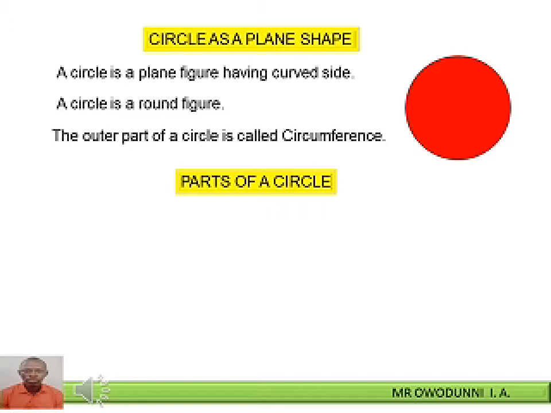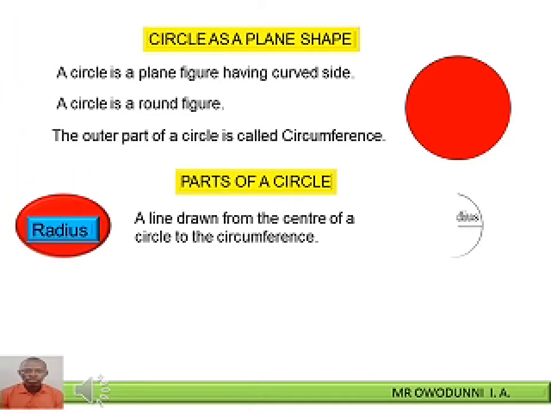Parts of a circle. We have the radius. It is a line drawn from the center of a circle to the circumference of the circle.